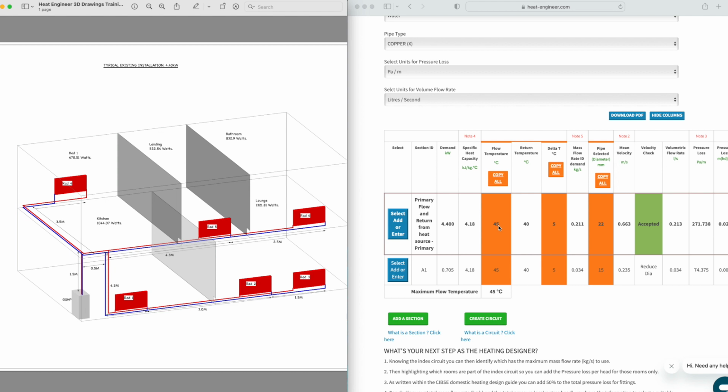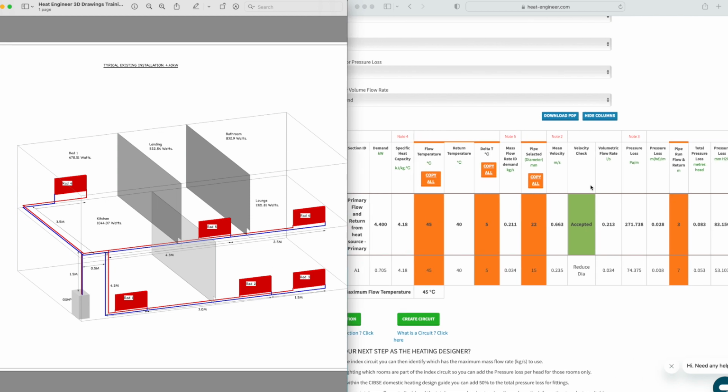We're going for 45 degree flow temperature here. We've got a DT of 5, so it's flow temperature 45, return at 40. We know that in this existing system here, we've got 22mm pipe, so we've clicked on 22mm pipe work, and you can see it's been accepted as our velocity check because we're under our 300 pascals per metre, and that's given us 271 pascals or 271.7 pascals per metre.